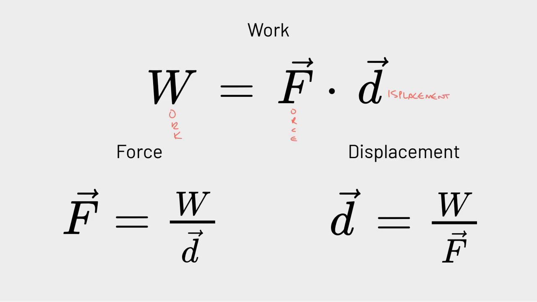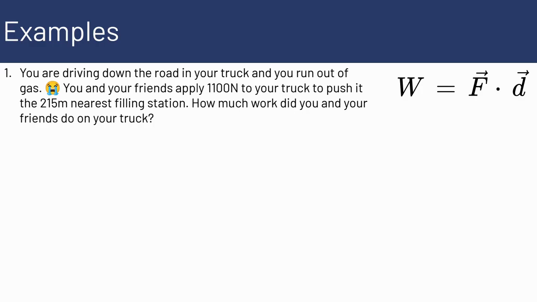And then here we have the equation rearranged so that we are solving for force. So force is equal to work divided by displacement. And then here we have the equation solved for displacement. So D for displacement is equal to W work divided by force. So displacement is equal to work divided by force. All right, let's look at a few examples of using the work equation to solve problems involving work.